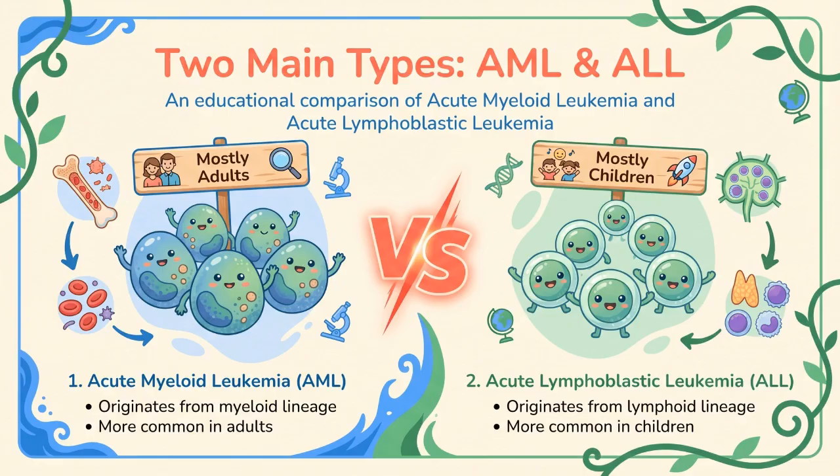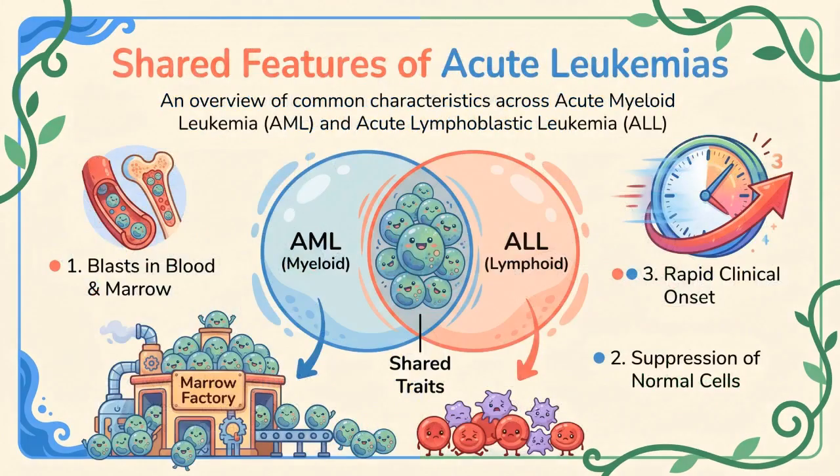Next, we'll look at the critical features these two types of leukemia share, despite their distinct origins. Despite their different cellular origins, AML and ALL share several critical features that define them as acute leukemias, and these are what we need to focus on for initial recognition. First and foremost, both are characterized by the presence of blasts in the blood and bone marrow. These immature, undifferentiated cells are the absolute hallmark of acute leukemia, signaling profound failure of normal maturation and uncontrolled proliferation.